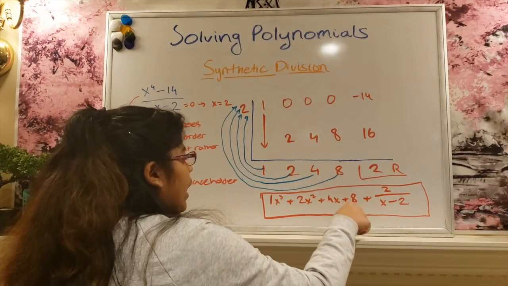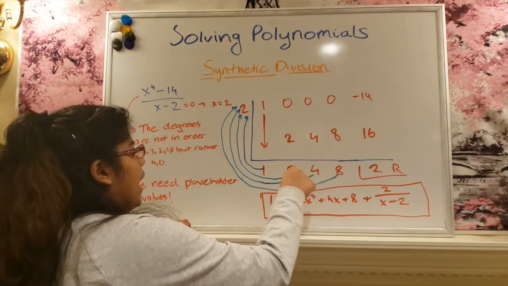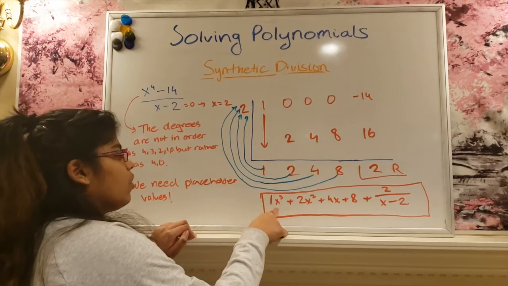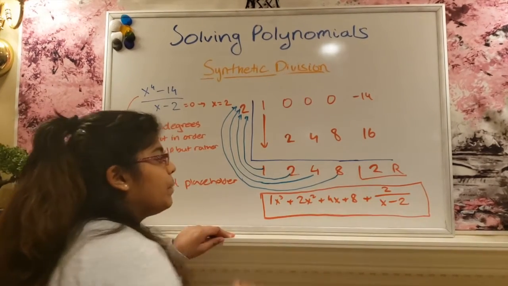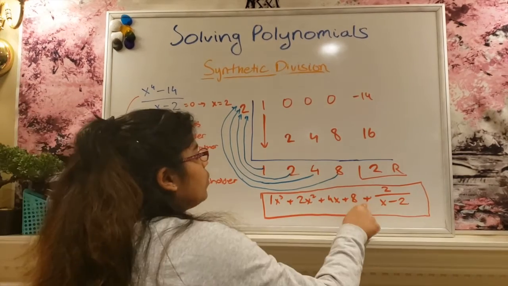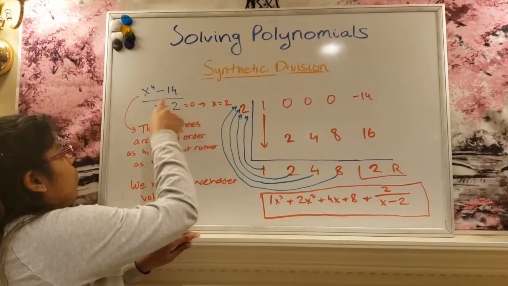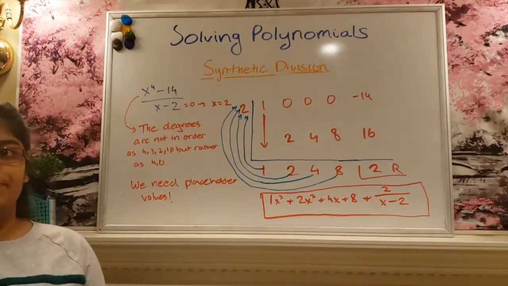We start with our 8, then x to the 1st power, so 4x. x to the 2nd power, so 2x squared. And x to the 3rd power, so 1x cubed, or just x cubed. When we have a remainder, we write it in the same way that we would write with long division. We're going to add our remainder, which is again divided by our factor of x minus 2. And this is our answer.